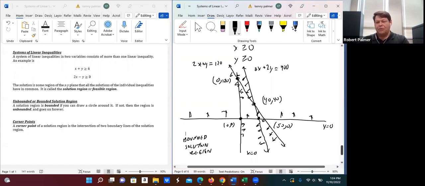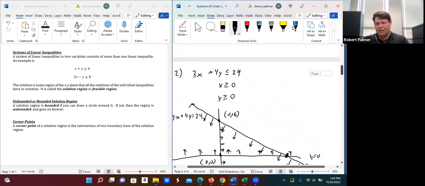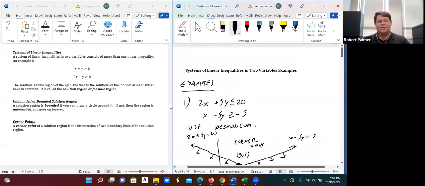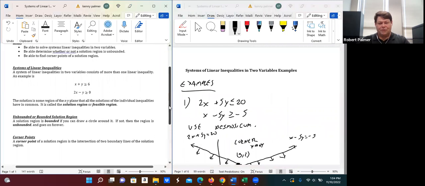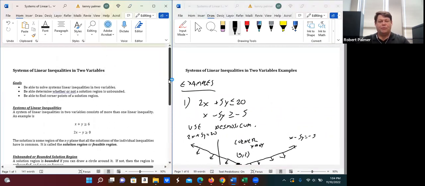Okay, so what we learned to do today is basically to solve systems of linear inequalities at the same time. We also learned that they can be either bounded or unbounded, and that the corner points are important for future interests.